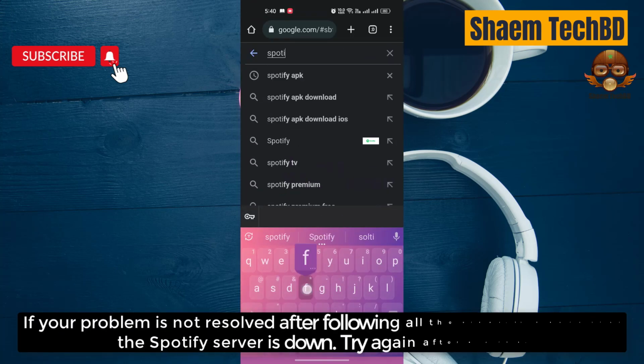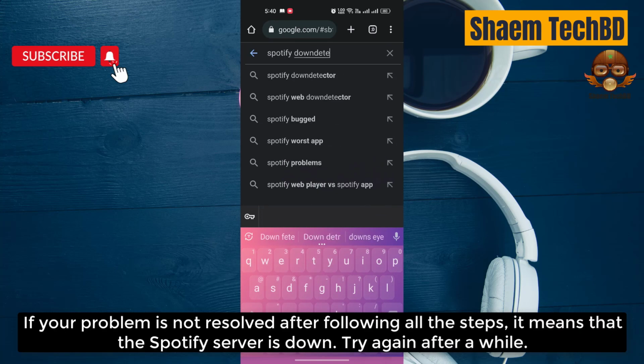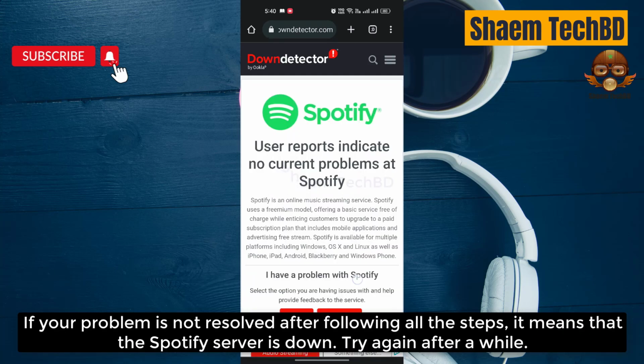If your problem is not resolved after following all the steps, it means that the Spotify server is down. Try again after a while.